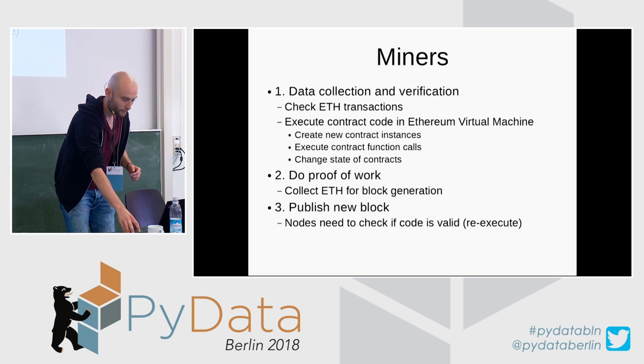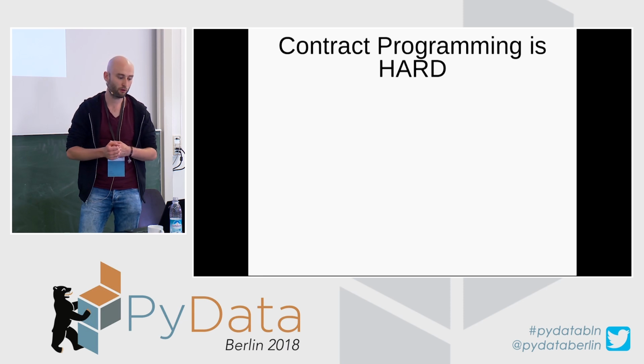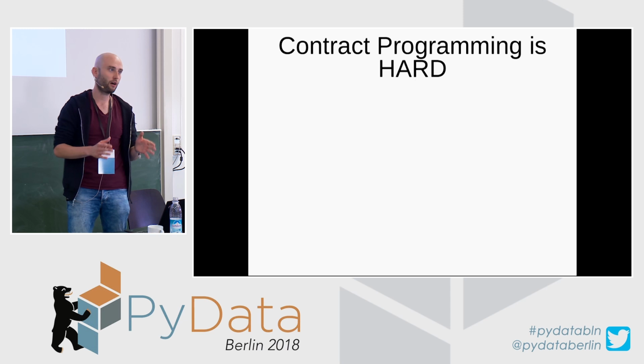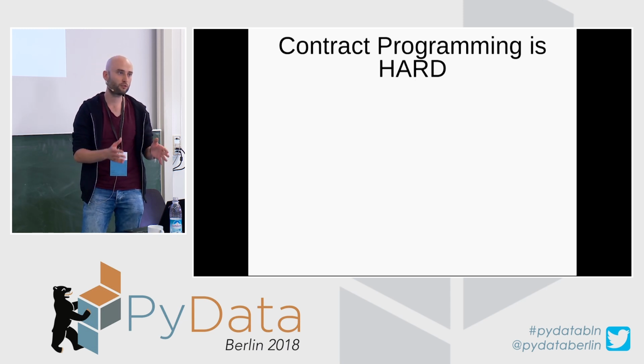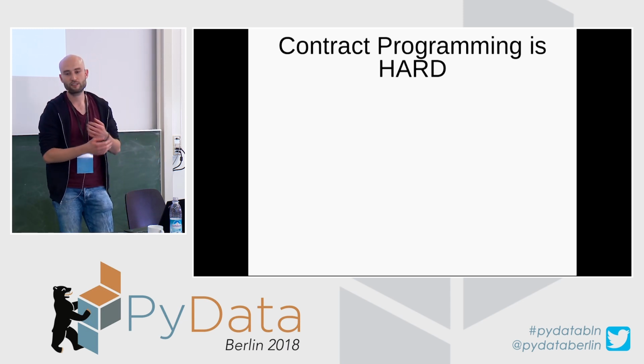Okay. Let's come to the actual programming part and doing stuff on the blockchain. First disclaimer: contract programming is incredibly hard. The problem is, once you deploy to the blockchain, actually updating stuff is close to impossible. And because of this, there's an almost infinite list of errors that people coded into their programs that led to the loss of millions and millions of dollars.